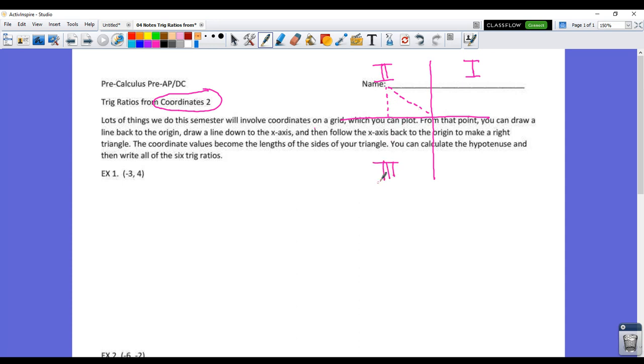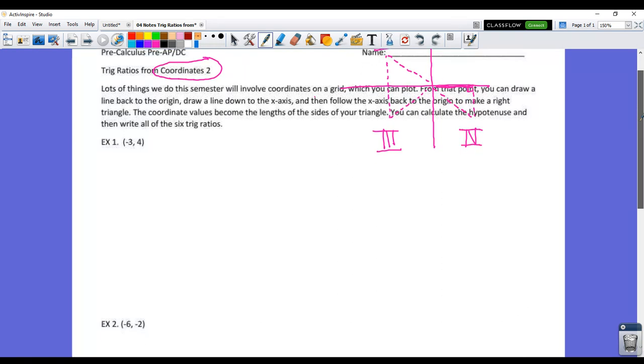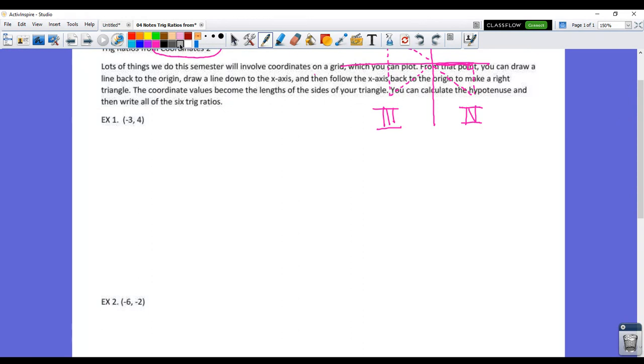In the third quadrant, it's the tangent that's positive because the tangent is an opposite over the adjacent. In this case, both of them are negatives, and a negative over a negative is a positive. So the tangent and the cotangent are positive in the third quadrant. And then in the fourth quadrant, the cosine is an x value, the adjacent side, so the cosine and the secant are both positive in the fourth quadrant.